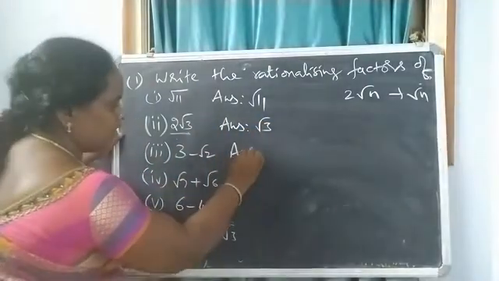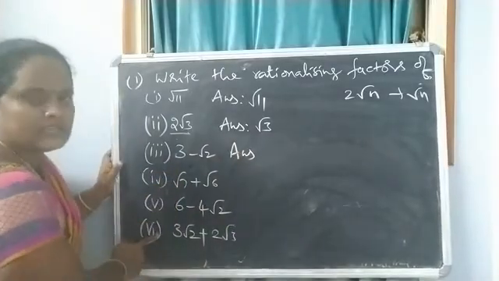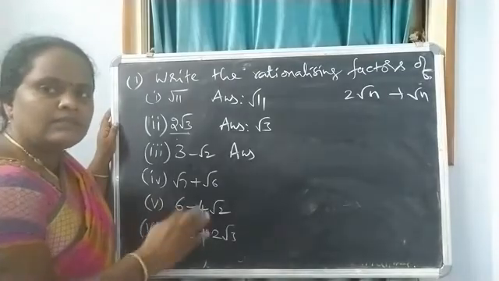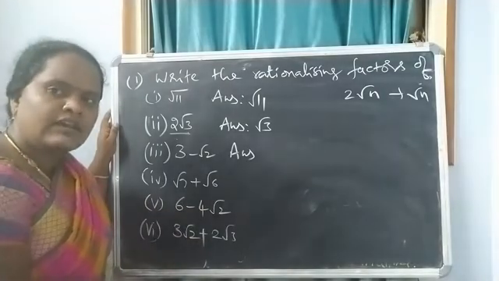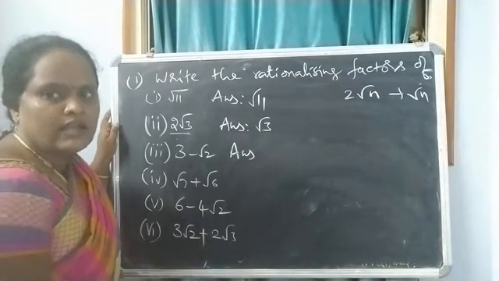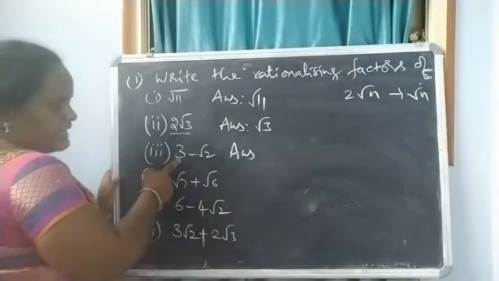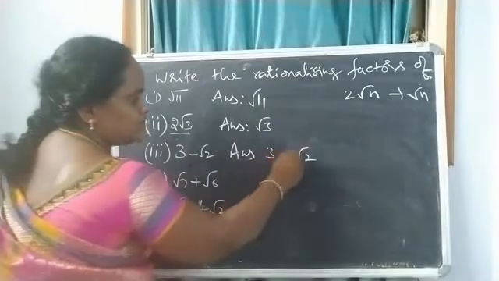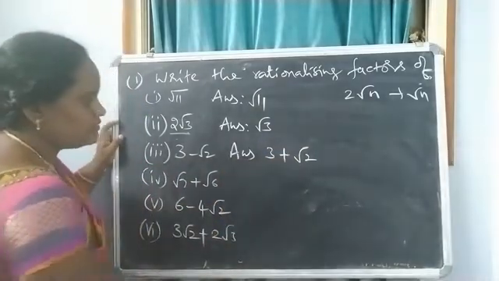Next, the 3rd, 4th, 5th and 6th are all like either a minus b or a plus b. For a minus b, a plus b is the rationalizing factor. For a plus b, a minus b is the rationalizing factor. So here a is 3, b is root 2. What is the sign here? Minus, a minus b. So change the sign, a plus b. So that is the answer.